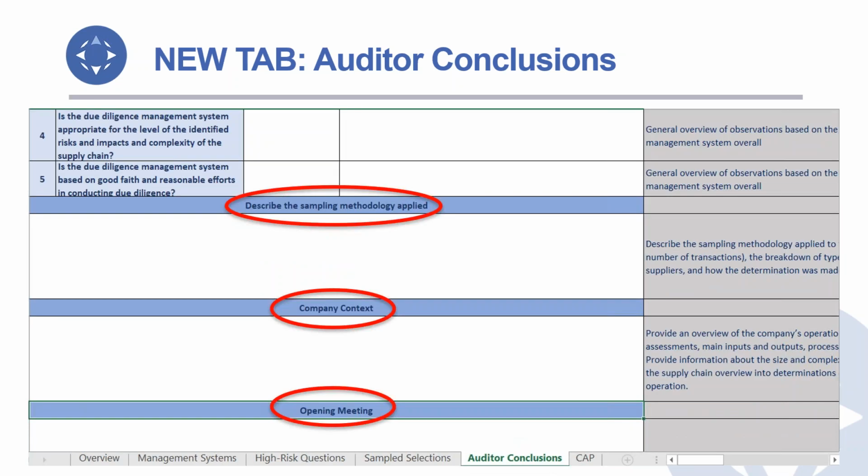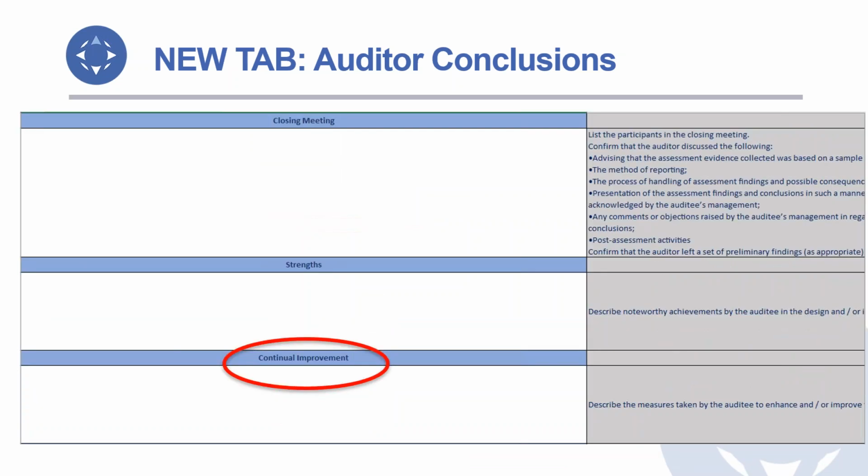Additionally, want to point out a couple of places where these content sections that moved from the narrative report in Word to Excel did wind up in this spreadsheet. So as you can see, as I mentioned before, the sampling methodology applied, the company context, the opening meeting, and then on the next slide you can see opportunities for continual improvement have wound up here. And I will actually hand it over to Mariana, and she can dive a little bit more into the details around continual improvement. Thanks, Catherine.